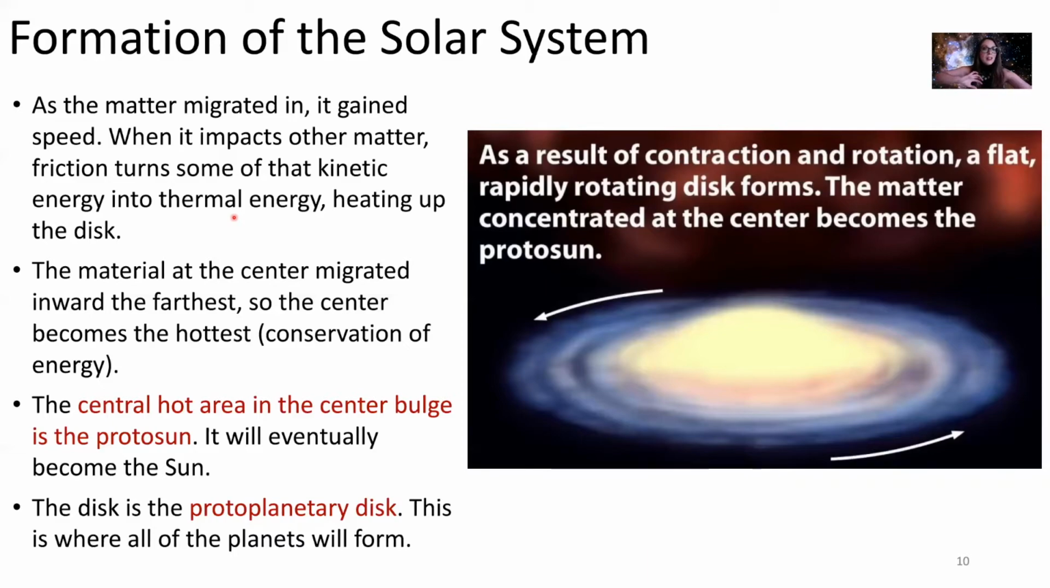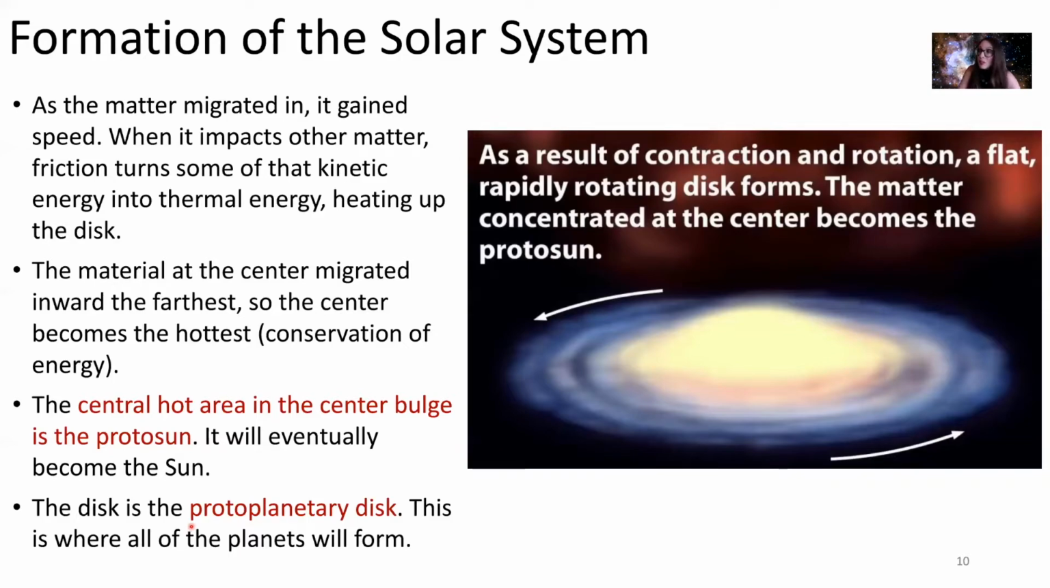Now, the material at the center migrated inward the fastest, so the center becomes the hottest. And then you've got all this material, super dense, super hot, in the center of this rotating disk. And the central hot area, in the central bulge here, is what we call the proto-sun. It's our baby sun. It will eventually become the sun that we know today. This disk is what we call a protoplanetary disk.